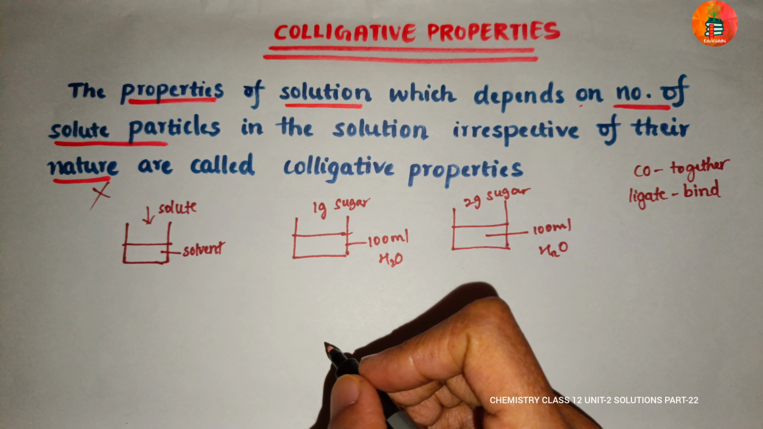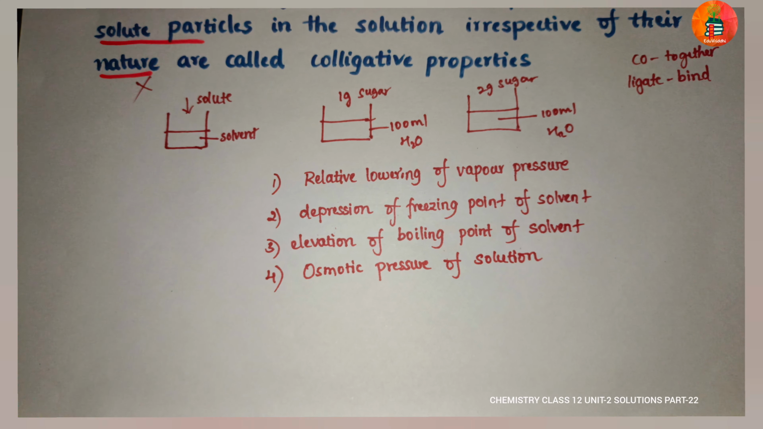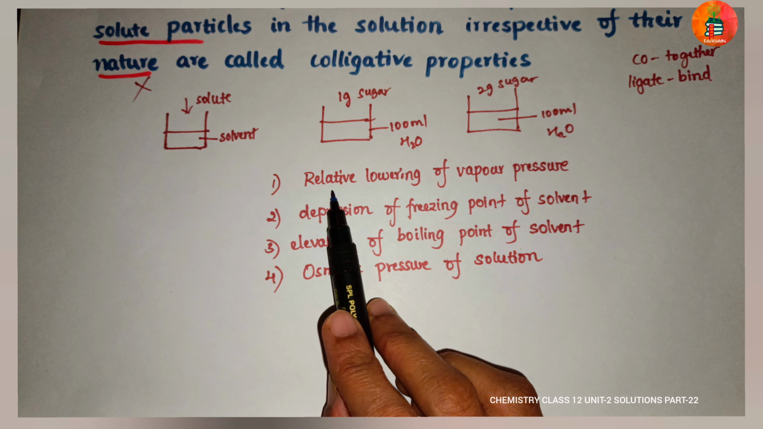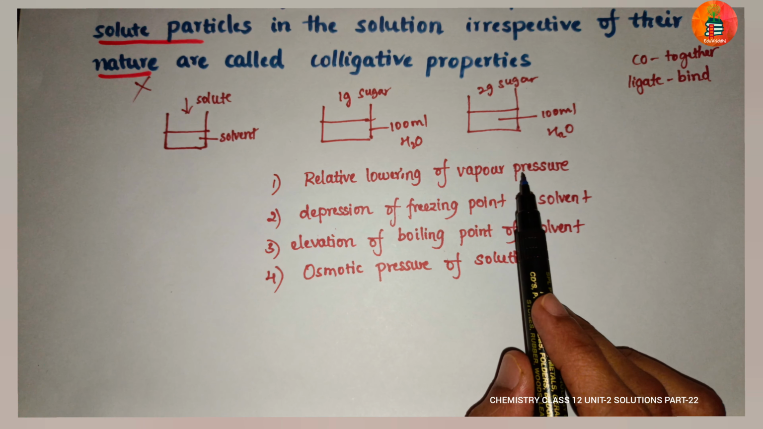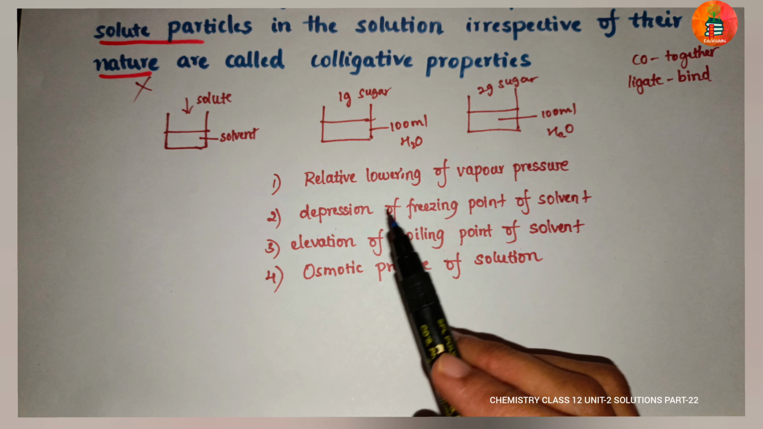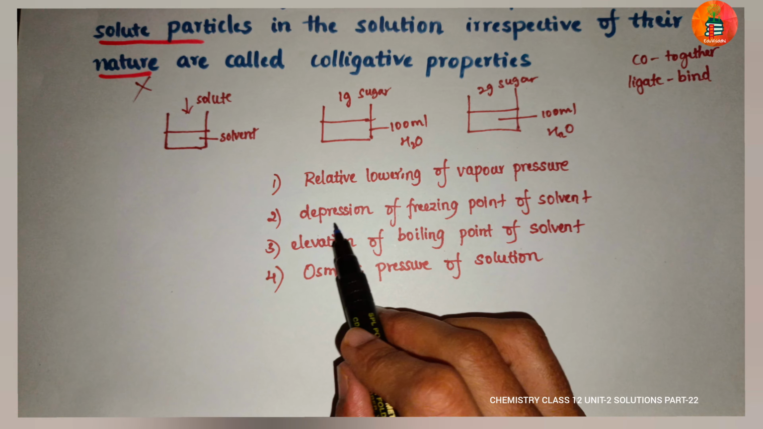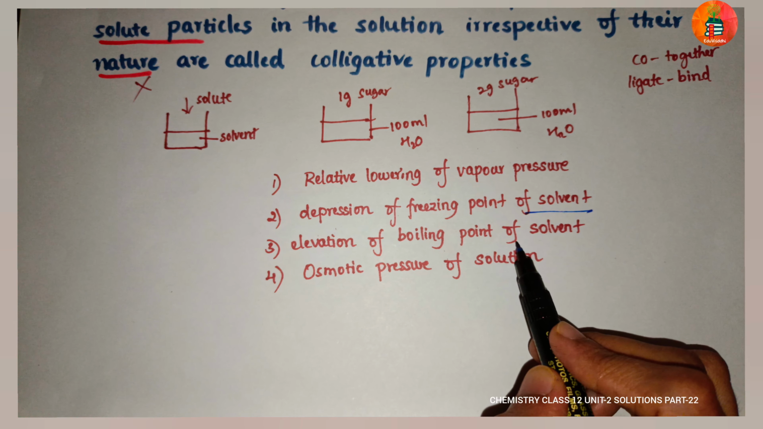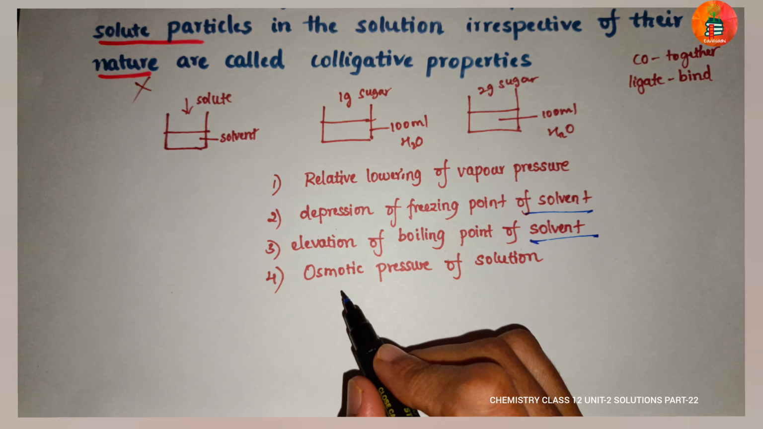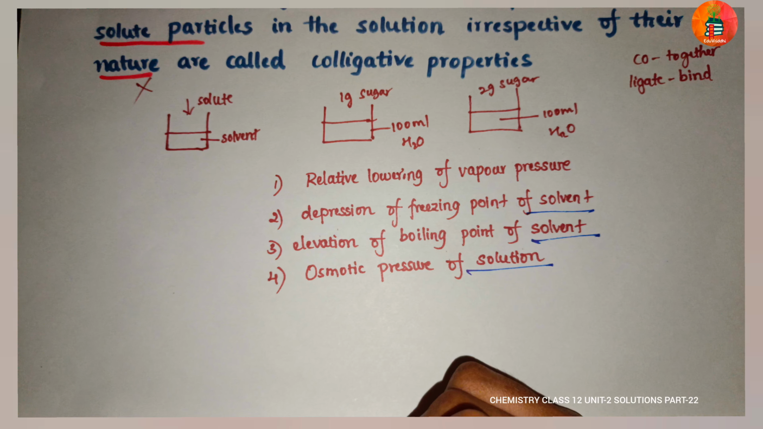So there are 4 different colligative properties. The first colligative property is the relative lowering of vapor pressure. This property is related to both solvent and solute; totally it will act for the solution. Another colligative property is depression of freezing point of the solvent, and the elevation of boiling point of the solvent is the third one. And osmotic pressure of the solution is the fourth colligative property that we have to study in this chapter.